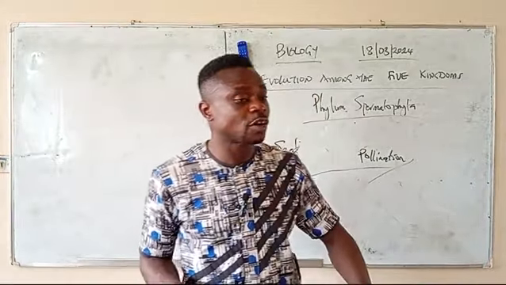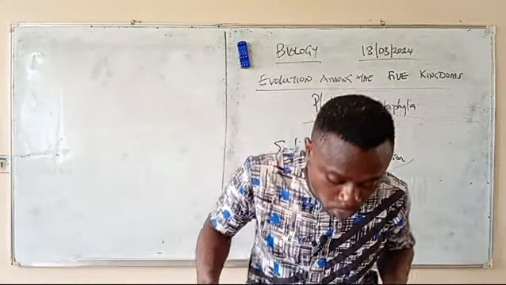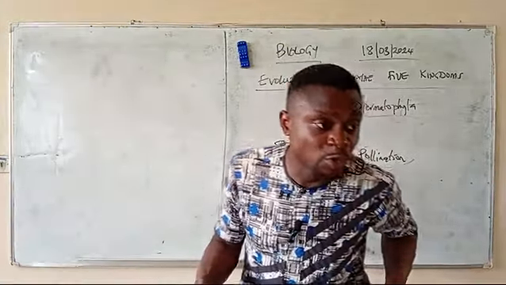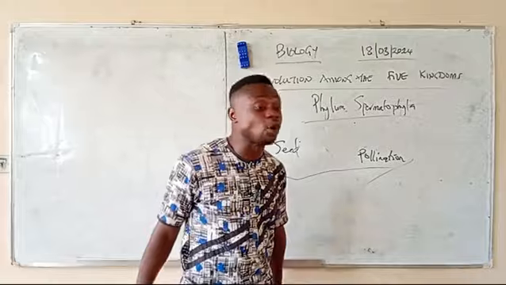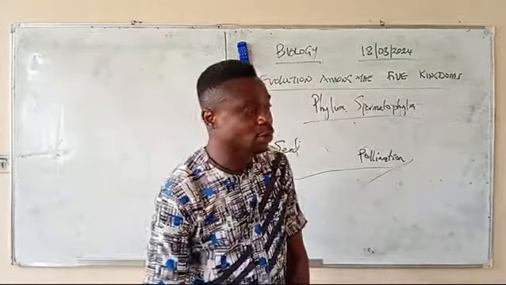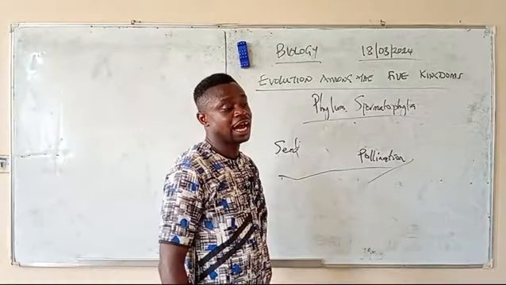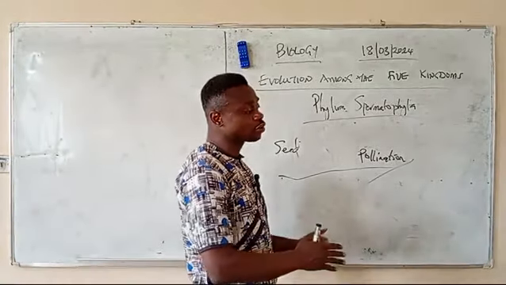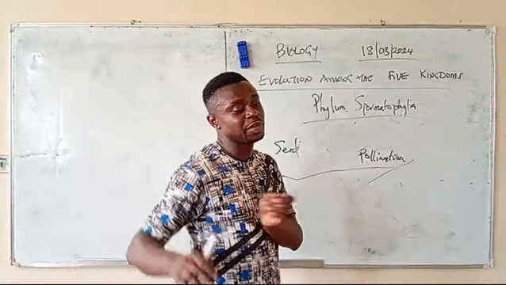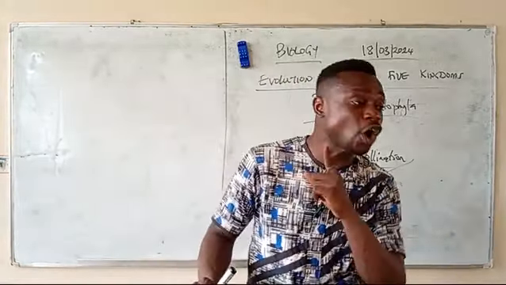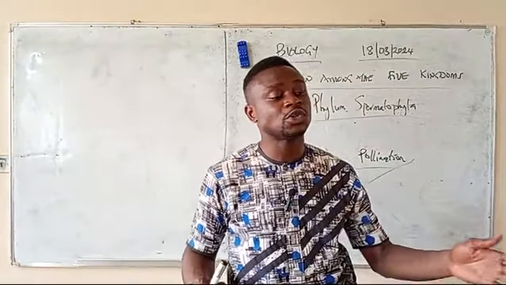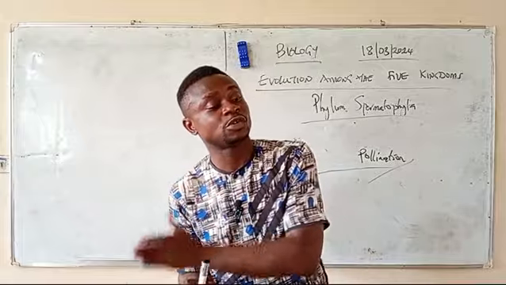There'll be growth of what? Pollen tube. And this pollen tube carries the male gamete to the egg. So it's not water that helps in the fertilization. After pollination, there will be growth of the pollen tube. It's the pollen tube that carries the male gamete to the female gamete, unlike in pteridophyte, where water is the medium through which the male gamete gets to the female gamete.